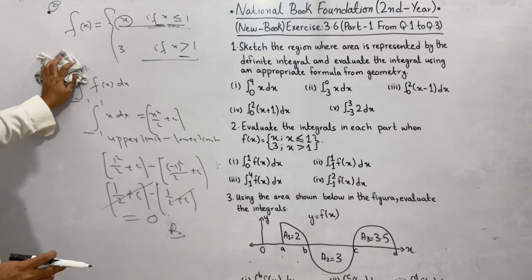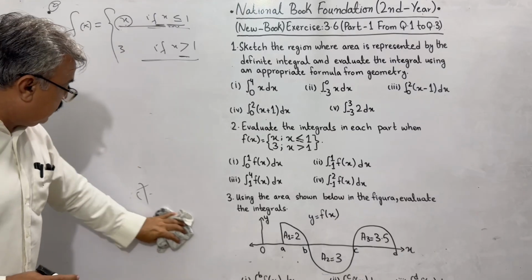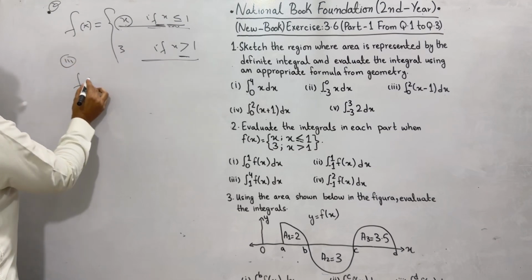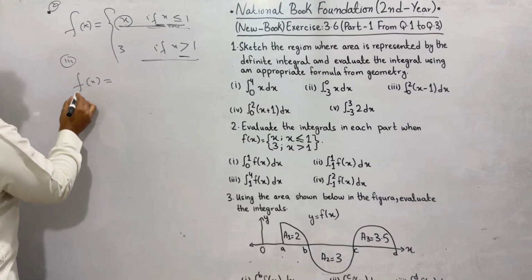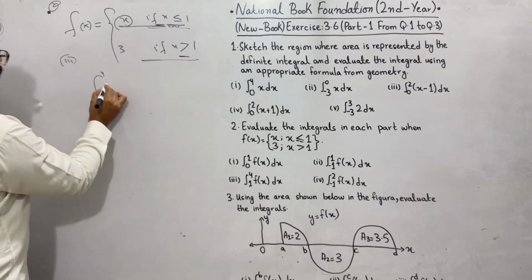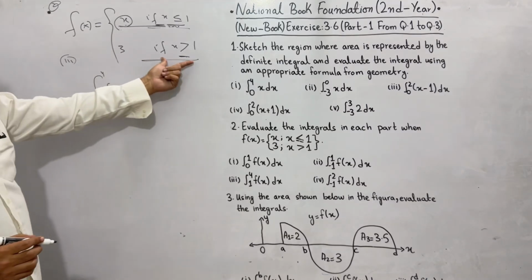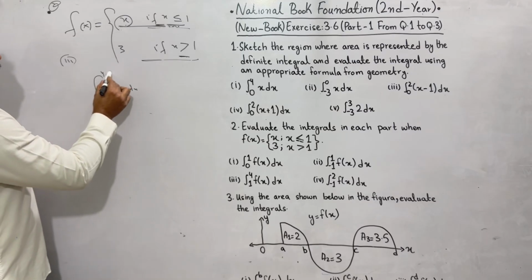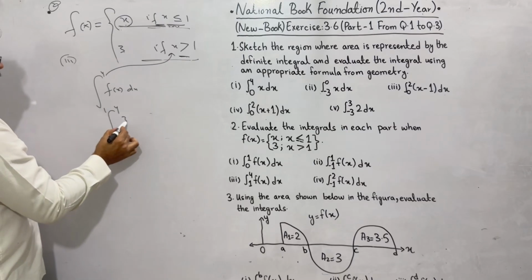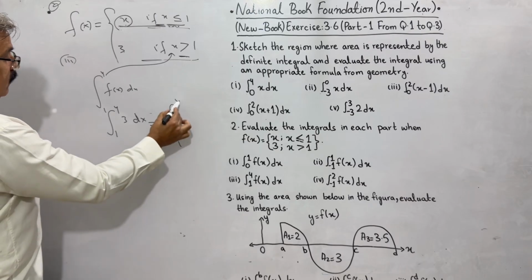So part number 3 is from 1 to 4. It falls on the right. The third one: let me write the question, the integral from 1 to 4 of f of x dx. As 1 to 4 is greater than 1, these values of x lie in this interval. We have to take the corresponding function, that's 3. So the integral from 1 to 4 of 3 dx. 3 is a constant, write it outside. The integral from 1 to 4 of dx.